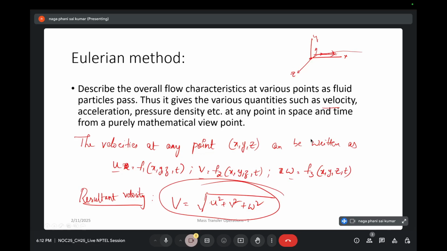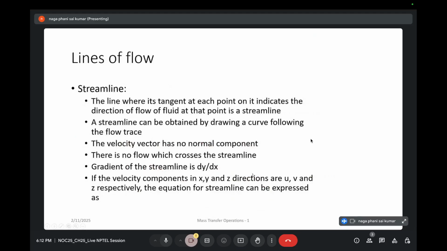I think you must be aware of this when you are learning about vectors, right? During maybe in +1 or +2, when you're learning vectors, you must have come across how to find a resultant vector. Okay, so that is how we'll be doing it. Then we have lines of flow. When a fluid is flowing, let's go one by one. So first one is streamline flow.